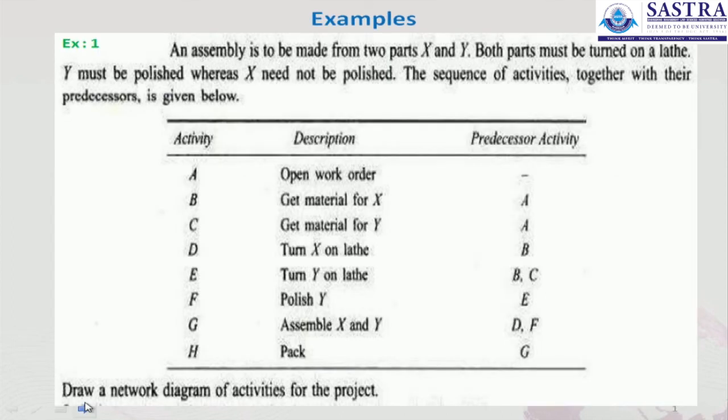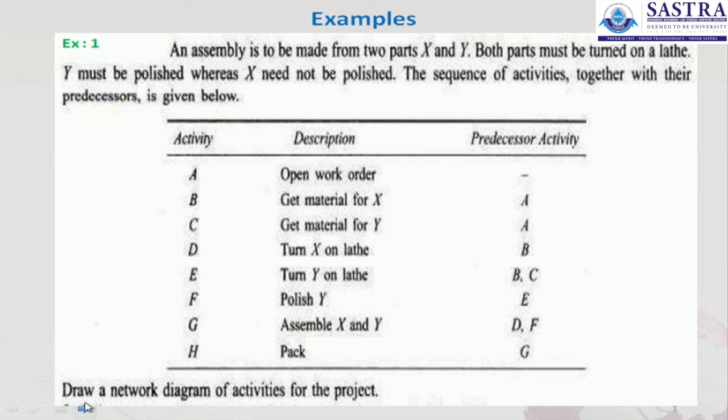So this is the first problem we are going to see here, example 1. An assembly is to be made from two parts X and Y. Both parts must be turned on a lathe. Y must be polished, whereas X need not be polished. The sequence of activities together with their predecessors is given below.